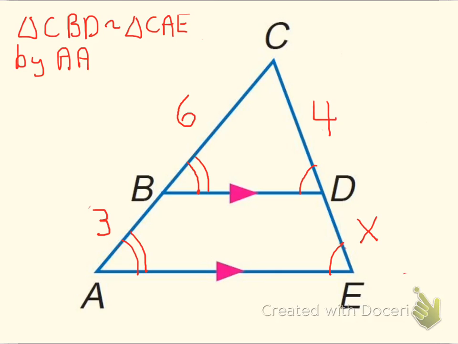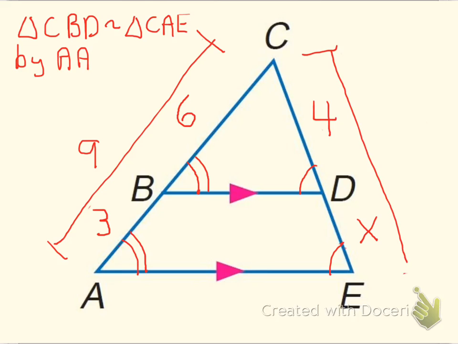Since those two triangles are similar, we can form ratios of corresponding sides. In this case, the left side of the small triangle over the left side of the big triangle will equal the right side of the small triangle over the right side of the big triangle. The left side of the big triangle, in this case, will be 6 plus 3, which is 9, and the right side of the big triangle will be 4 plus x.